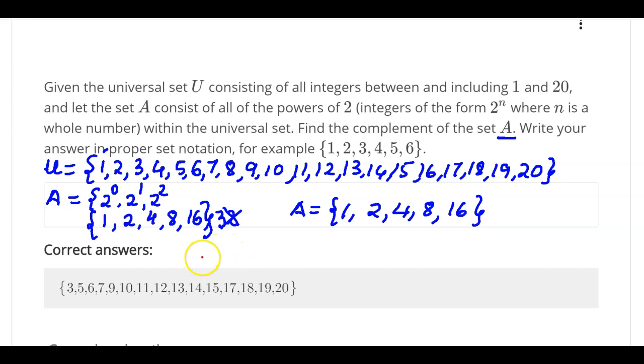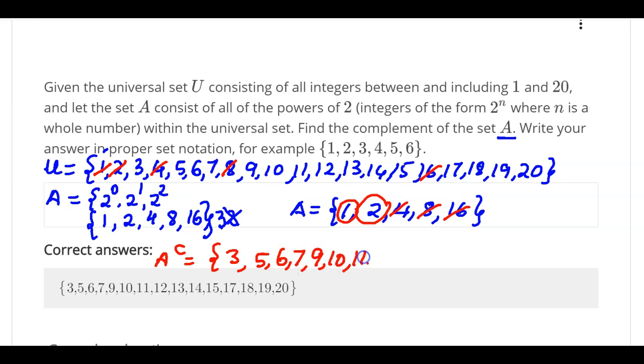So here, when I find the complement, remember what I do. I simply strike off all the elements in A from my universal set. So I have a 1 here. I will strike the 1 off. I have a 2 here. I will strike the 2 off. I have a 4. So strike the 4. 8. Right? And then 16. So my complement is all the numbers that I am left with, which is 3, 5, 6, 7, 9, 10, 11, 12, 13, 14, 15, 17, 18, 19, and 20.